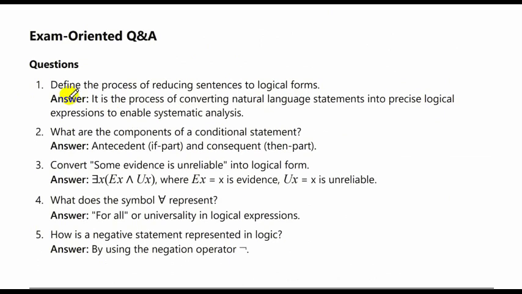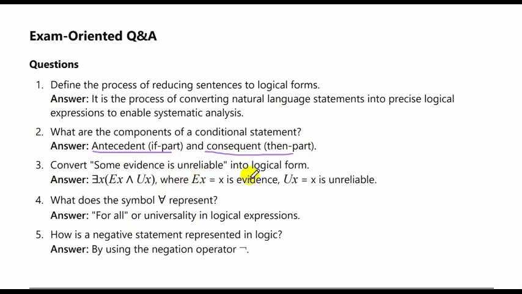So the definition of conversion is basically a process of converting natural language statements into precise logical expressions to enable systematic analysis. What are the components of a conditional statement? A conditional statement is if-then. So "if" is represented by the antecedent, and "then" is represented by the consequent.